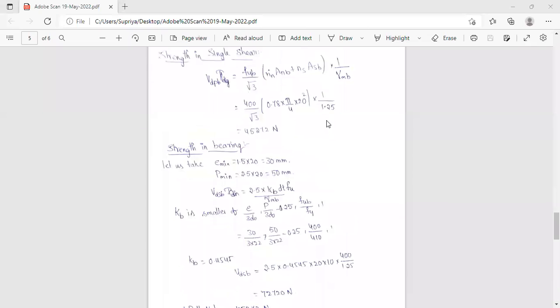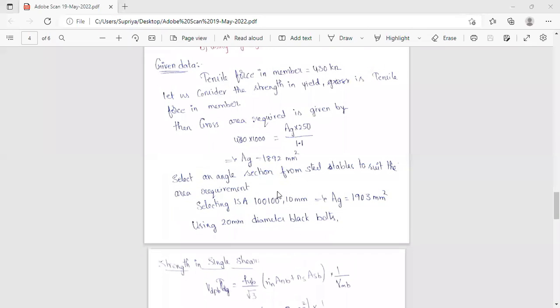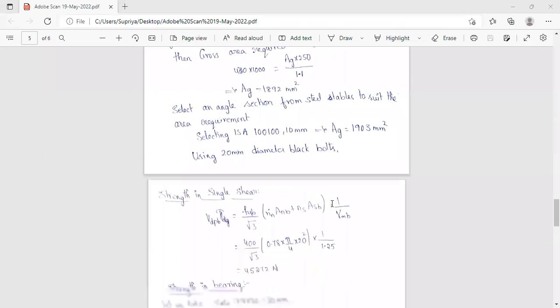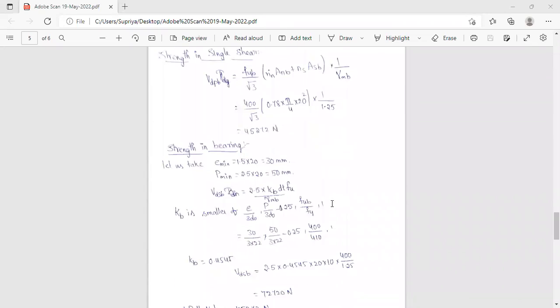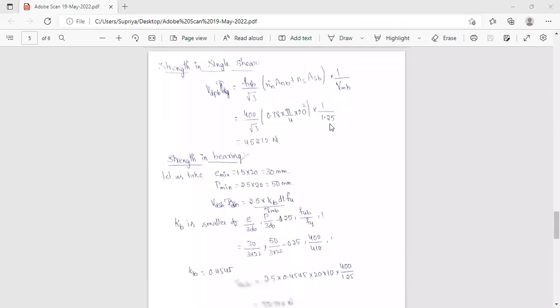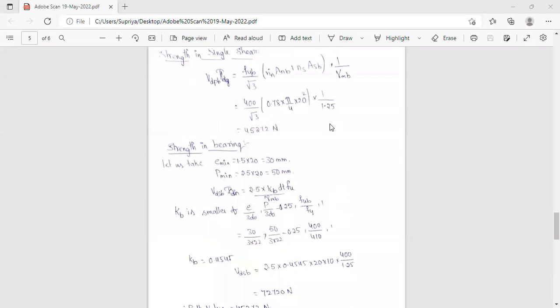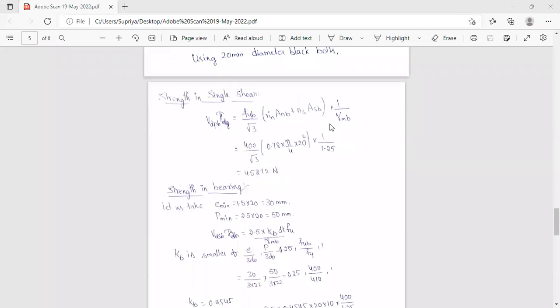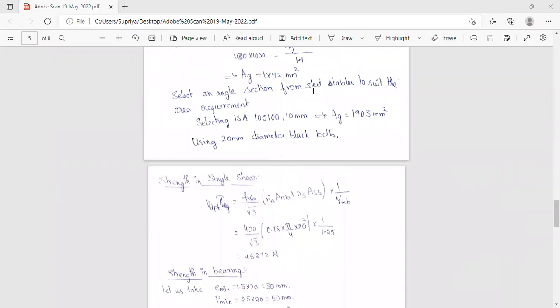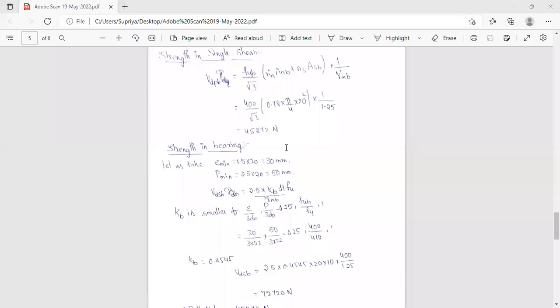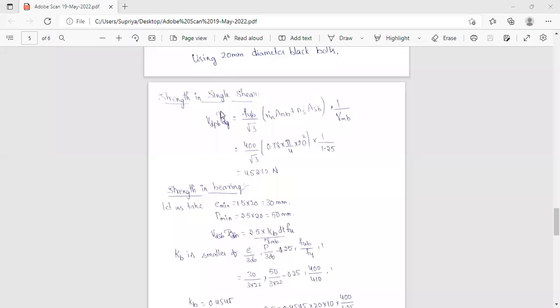After deciding the angle section, now we have to calculate how many bolts we have to connect. Design includes both the connection as well as the member, right? We have already decided the angle section, and now we have to design the number of bolts. In order to find the number of bolts, find the strength in shear.